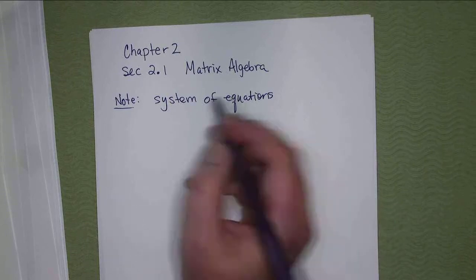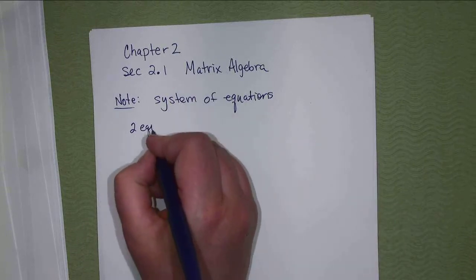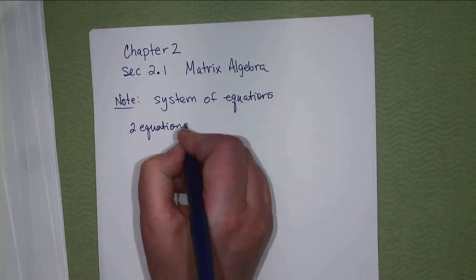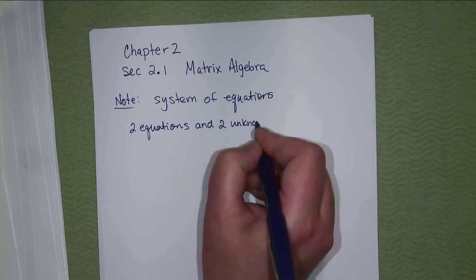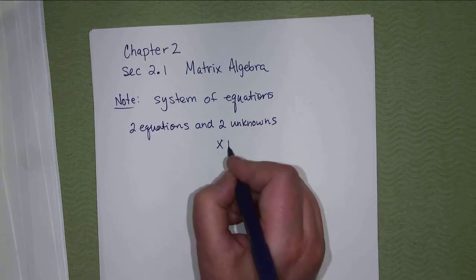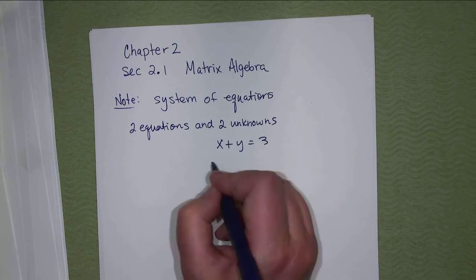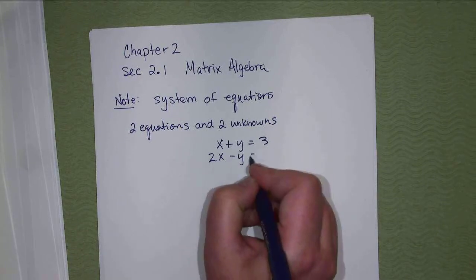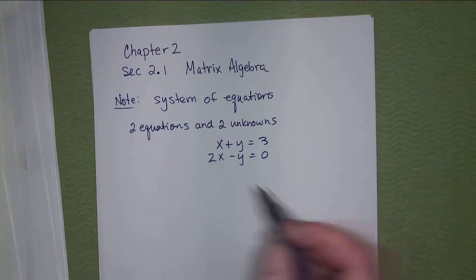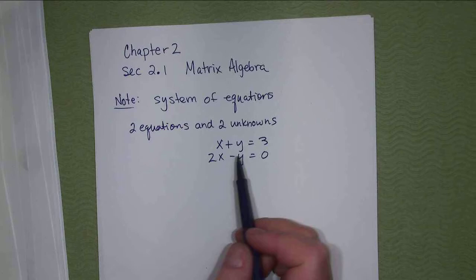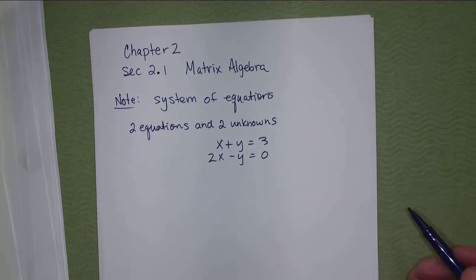So you could have, say, two equations and two unknowns, like x plus y equals 3 and 2x minus y equals 0, something like that, right? And that's sort of what we were solving. We had a and b, but that would be two equations and two unknowns. The x and y are what we don't know, right? And to solve a system is to find an answer that works.